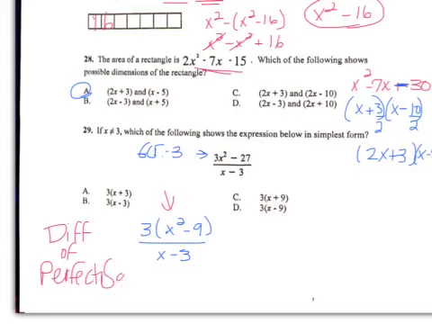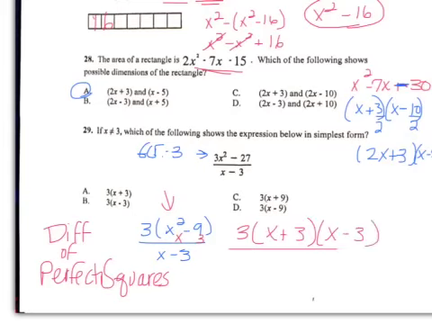And the square root of x squared is x, and the square root of 9 is 3. So when I factor that, it's going to be x plus 3, x minus 3, and this is all over x minus 3. And now you can see that the x minus 3's actually cancel, leaving me with this as my remaining expression, which is answer choice A.